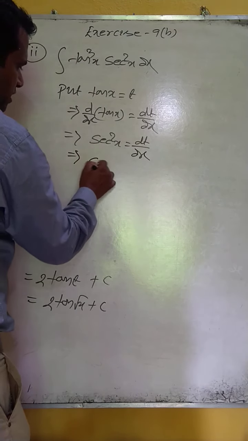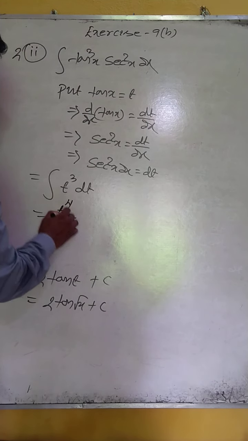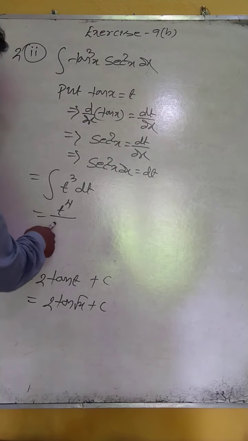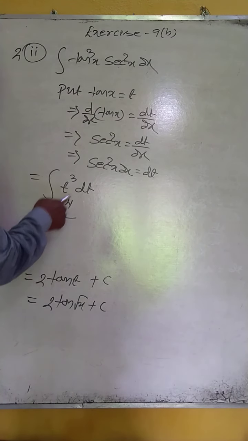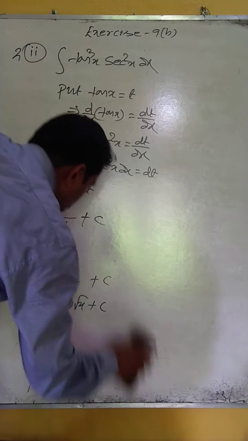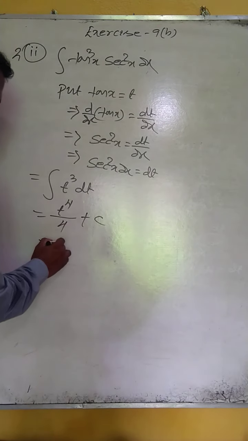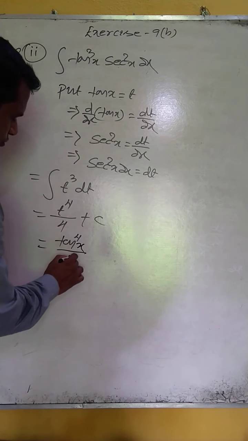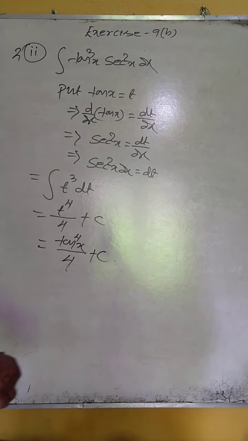So the integrand becomes t cube dt, that equals, by the x to the power n formula, t to the power 3 plus 1 divided by 3 plus 1. That means t to the power 4 divided by 4 plus c. That is, in place of t, we put tan x, so tan to the power 4 x by 4 plus c.